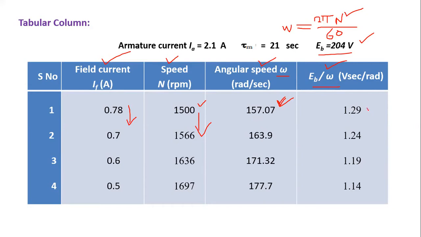Then you are getting 1.29. Like that you calculate. Like that you can calculate for all the values. By using all the speeds, we are converting into the omega. From all the omega, we are finding the EB by omega ratio, right?